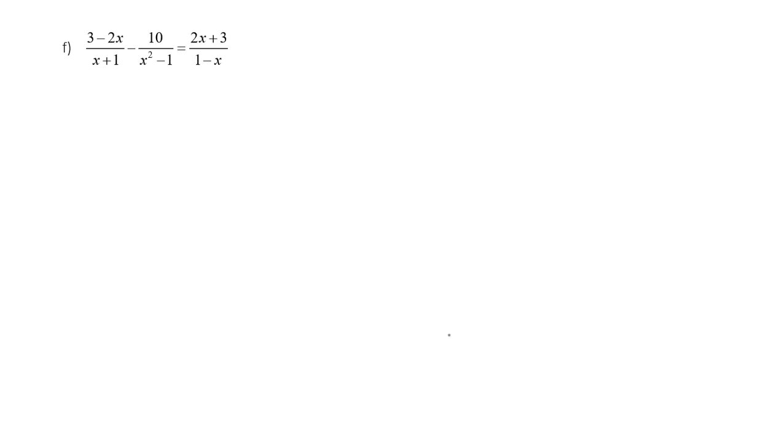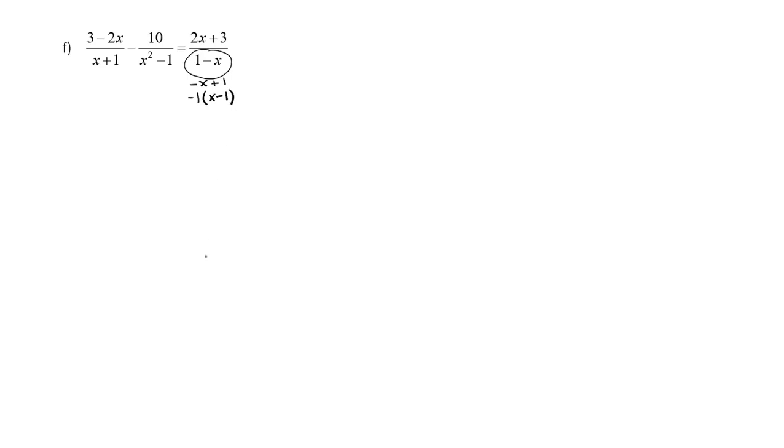This last equation is (3 − 2x)/(x + 1) − 10/(x² − 1) = (2x + 3)/(1 − x). Let's go ahead and change this denominator so the x comes first. That will give me a negative x plus 1, and now I'm going to factor a negative 1 out. That will give me an x minus 1.